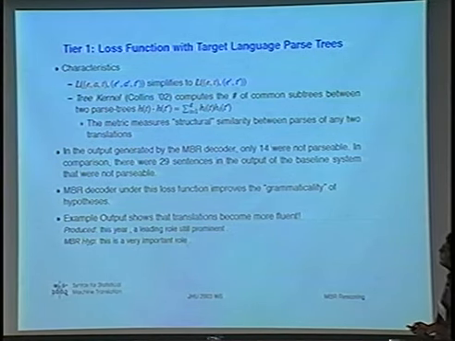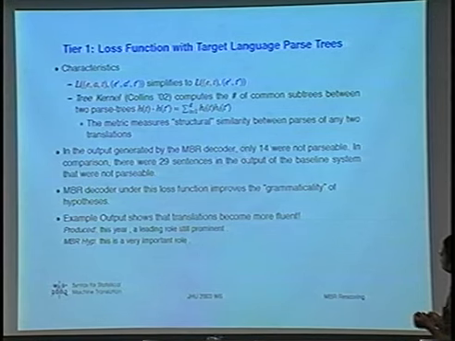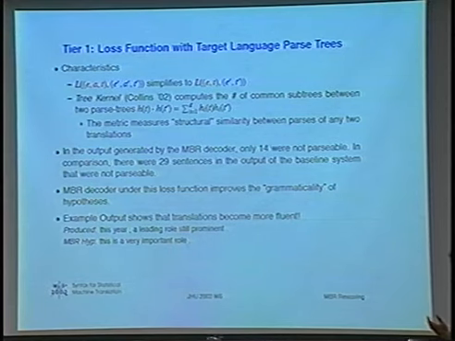So we looked at the MBR under this loss function, and in the output generated by the MBR decoder, we found that there were 14 sentences which were not parsable, i.e. they were assigned a probability of 0. In contrast, there were 29 sentences in the baseline system output that were not parsable. So going by this, we can say very loosely, in a very non-linguistic way, that the MBR hypothesis probably improves the grammaticality of the hypothesis, as measured by the number of sentences that are parsable.